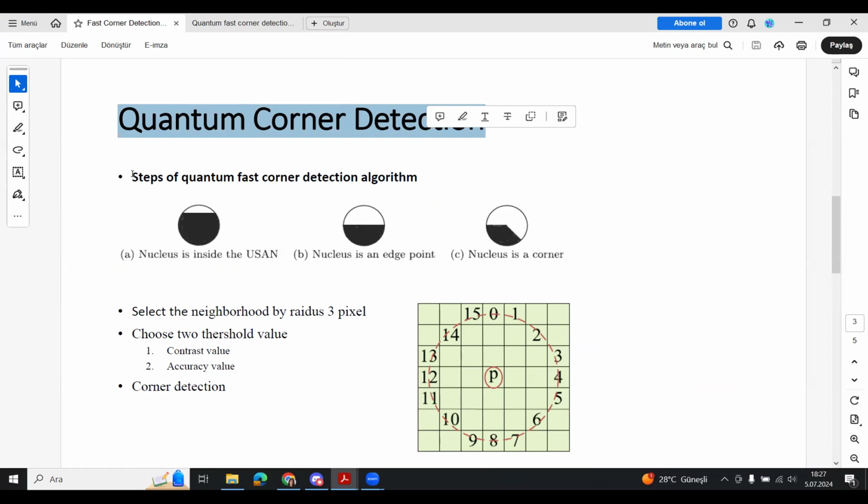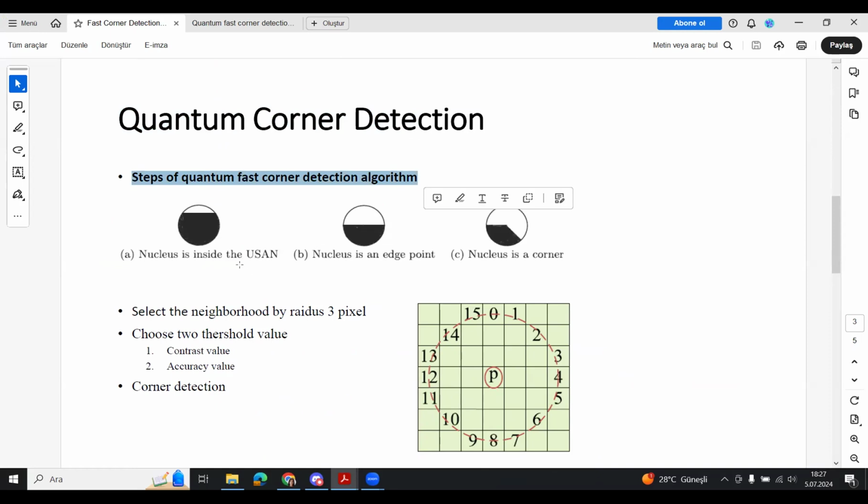The steps of the quantum fast corner detection algorithm: the first step is to select the neighborhood and choose the two threshold values. We are selecting a part in the images. The center of the area is named the nucleus. There are three types of area, for example A, B and C. C is the corner and B is the edge. A has nothing, no corner or edge.